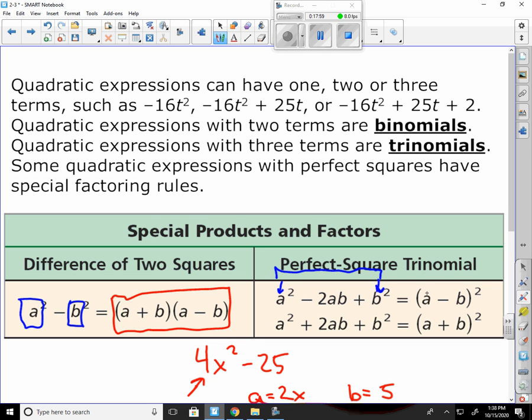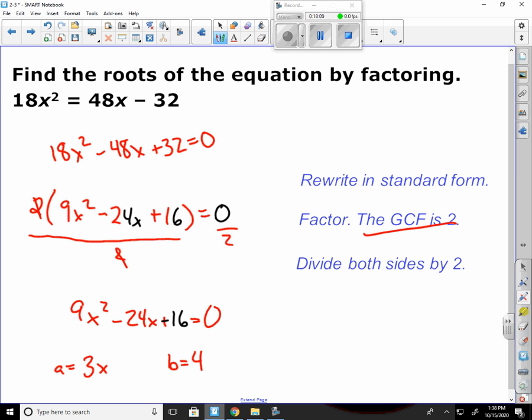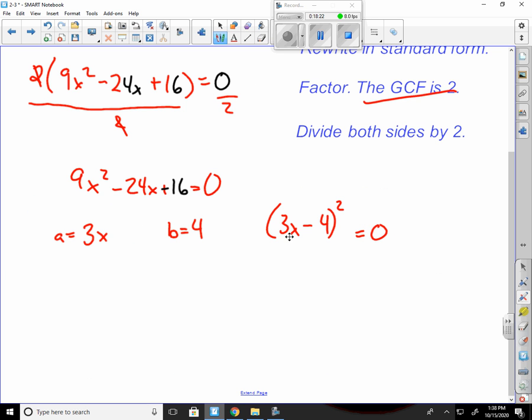So once I see that, all I have to do is take whatever my a is, minus the b, and then square it. I said a is 3x, b is 4. It's 3x minus 4 squared. That still equals 0. What this is essentially saying is that these are the same thing twice. So when I solve this now, I only have to do it one time. 3x minus 4 equals 0. Add the 4 over, gives me 3x equals 4. Divide by 3, x equals 4 over 3. And that's my final answer.